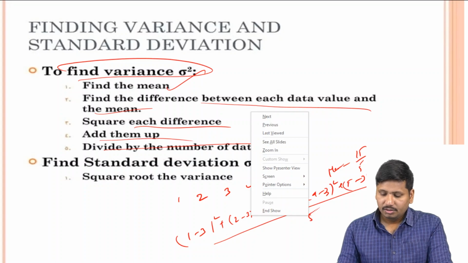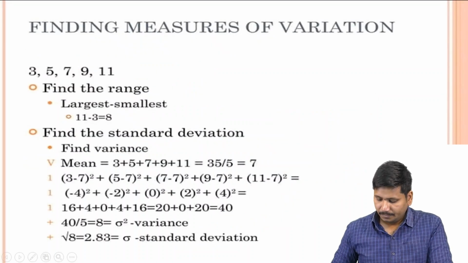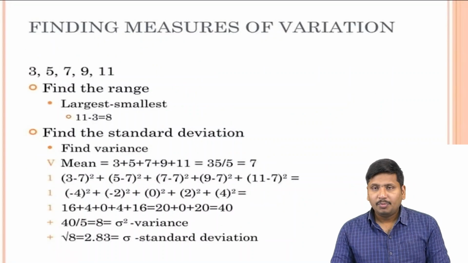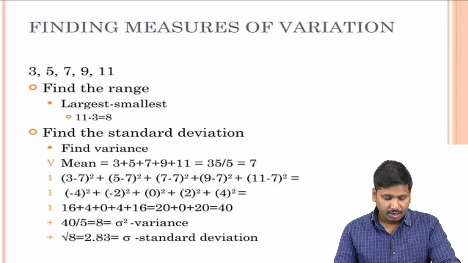This should be the variance. If I'm going to apply the square root, then it should be standard deviation. So the example, how we're going to calculate the measures of variance.